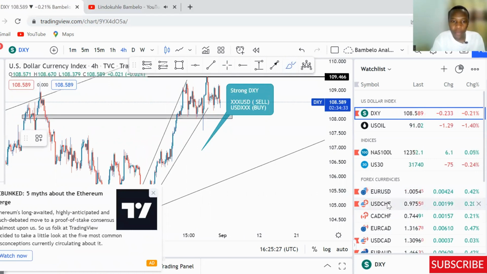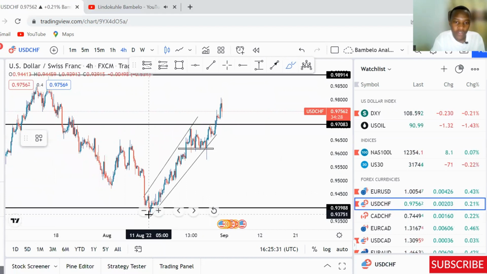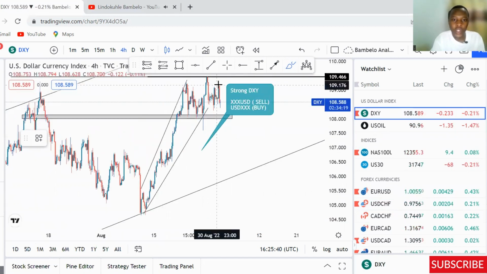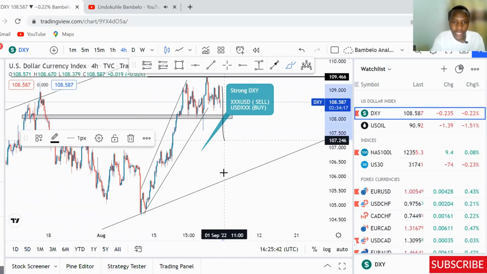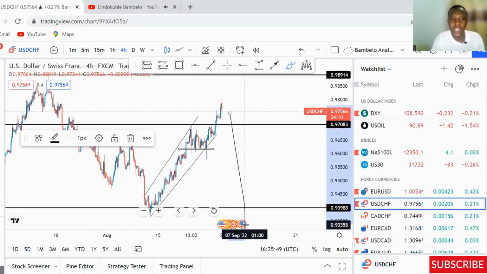So let's look at what happened on USD Swiss on the same day. From the 11th of August, USD Swiss francs was a buy till today. What this means is, if the DXY would be weak such that it will go down, then USD Swiss francs will also go down, because it means that the US dollar is weak in value and the currencies that are quoted are the ones that are strong, and as a result they are the ones pushing the price to the downside, right?